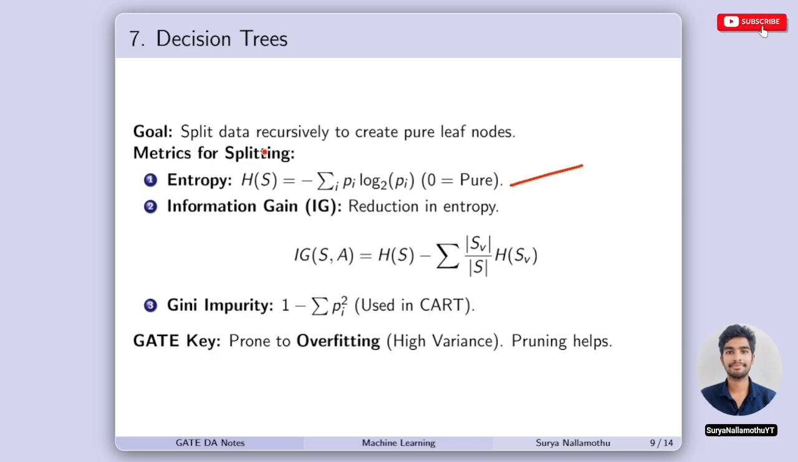It means decision trees help you make a decision perfectly based on certain conditions. There we face overfitting and underfitting problems, and for these we follow some approaches: entropy, information gain, and the third one, Gini impurity. These are helpful for splitting the data recursively to create pure leaf nodes.